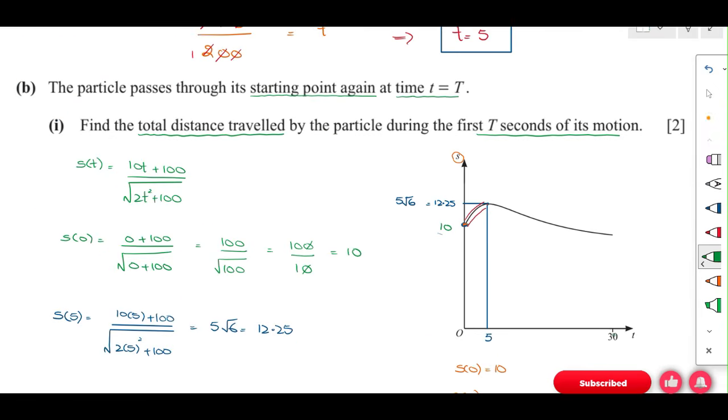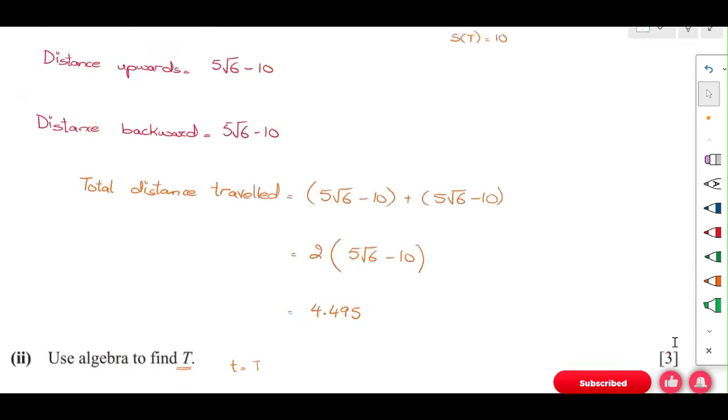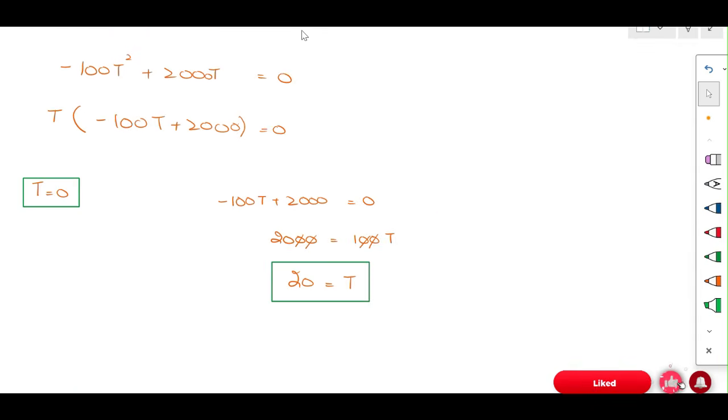So here the t value is 30 and this is 30 seconds, right? So when t equals 20 seconds, it reaches its starting point again, right? So this is the value for the time which we need to figure out.